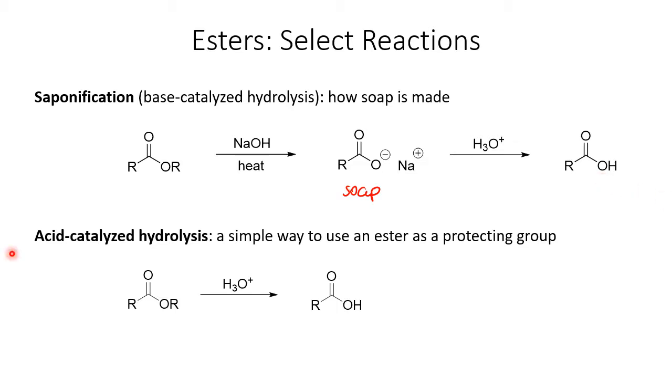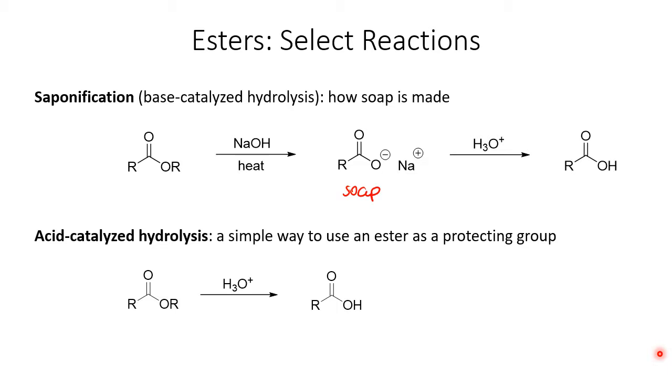Next, we have acid-catalyzed hydrolysis. With acid-catalyzed hydrolysis, you simply take an ester and treat it with hydronium to convert it into a carboxylic acid. This is a very simple process, and as a result, it's a simple way to use an ester as a protecting group for a carboxylic acid.